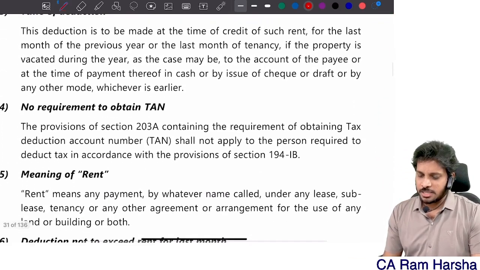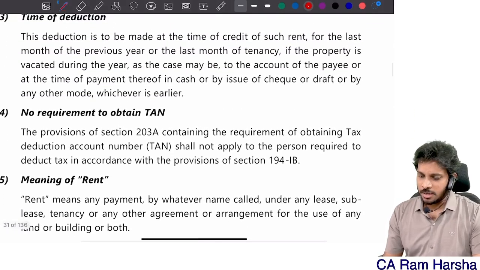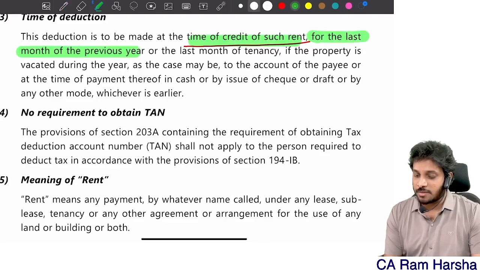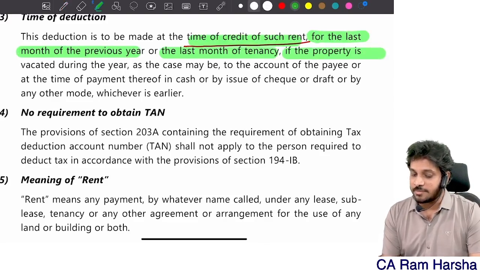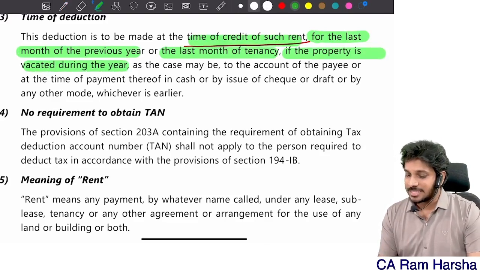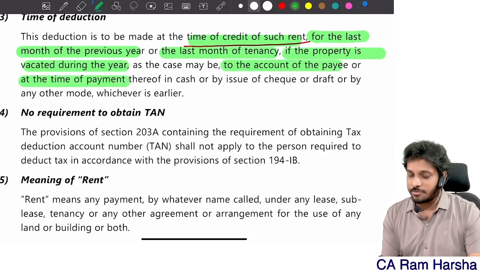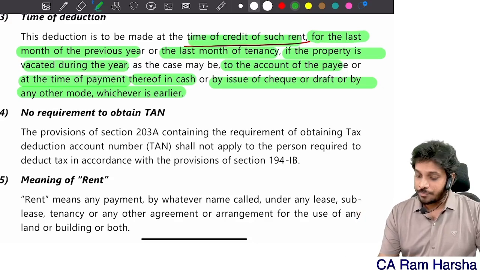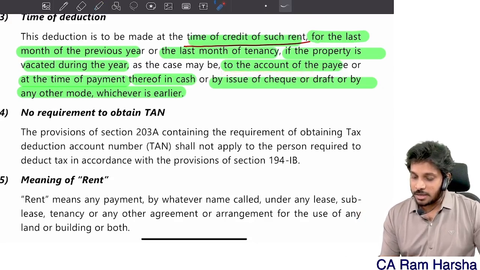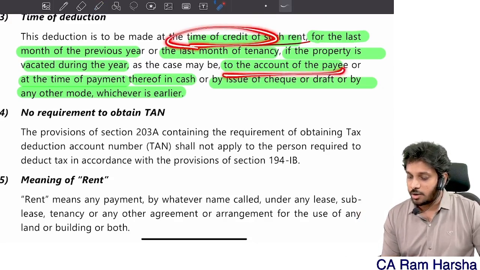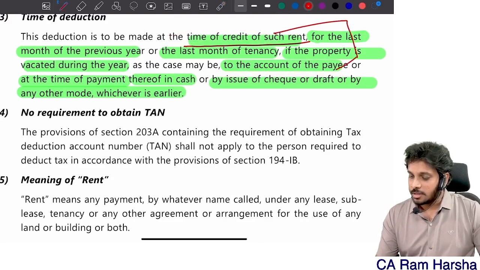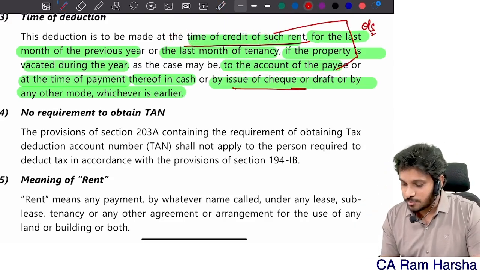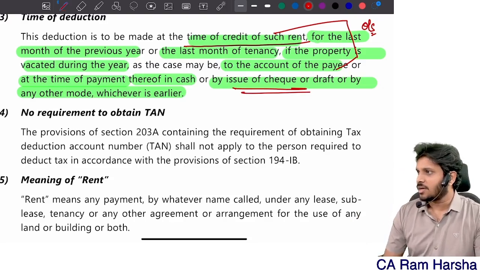And time of deduction: the time of credit of such rent for the last month of the previous year, or last month of the tenancy if the property is vacated during the year, as the case may be, to the account of the payee, or at the time of payment thereof in cash or by issue of cheque or whatever, whichever is earlier. Time of credit to the account of the payee is nothing but the moment you record the outstanding entry for the last month, or the actual payment in that related month, whichever is earlier.